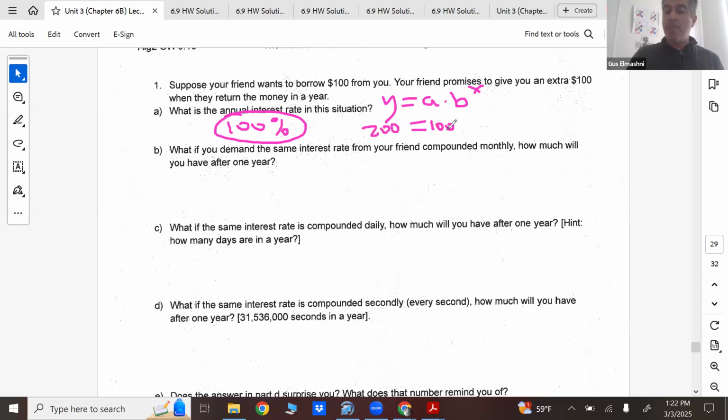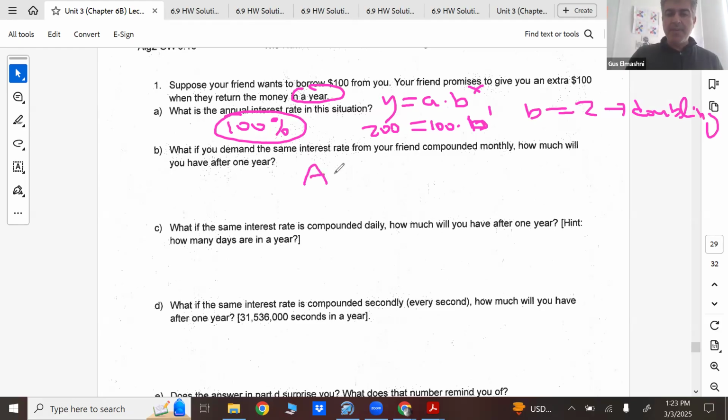But if I lend $100 and I get back $200 and it took 1 year, then what's B going to equal? 2. If B equals 2, that's doubling, which means my money went up by 100%. So it's 100% return. But I'm not going to ask that. That's kind of easy. But what if I compound it monthly?